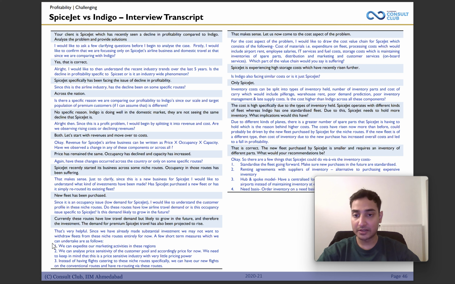That's very helpful. Since we have already made substantial investment, we may not want to withdraw fleets from these niche routes entirely for now. A few short-term measures which we can undertake are as follows. We can expedite our marketing activities in these regions. We can analyze price sensitivity of the customer pool and price accordingly. For now, we need to keep in mind that this is a price sensitive industry with very little pricing power. Instead of having flights catering to these niche routes specifically, we can have our new flights on the conventional routes and have rerouting via these routes.